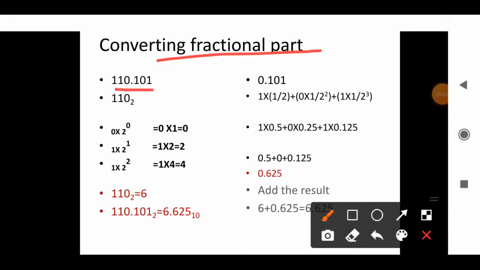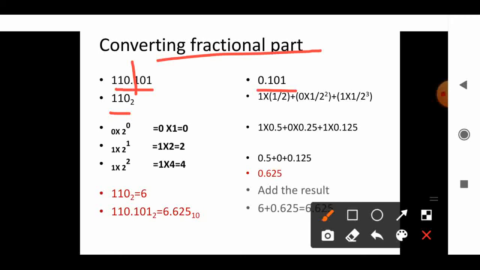This is our binary number: 110.101. Which one is the fractional part? 101. It is the fractional part. That means 0.101. Which one is the whole part? 110. You know how to convert the binary whole part into decimal.